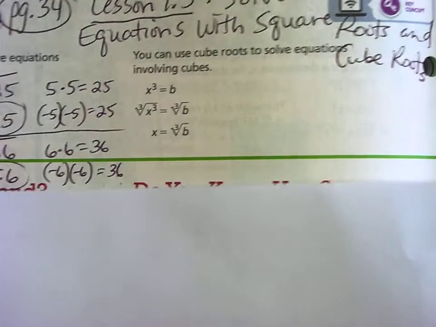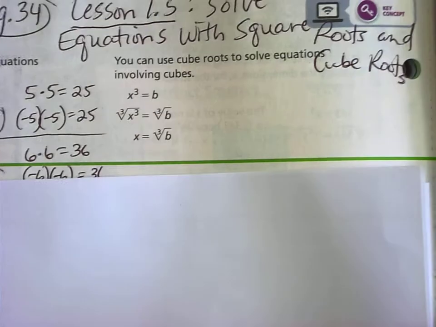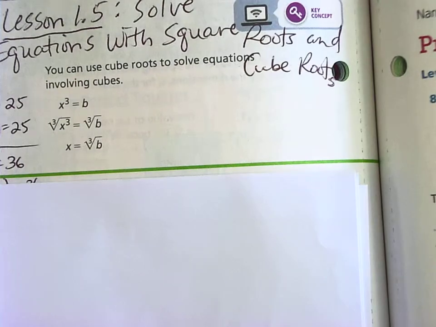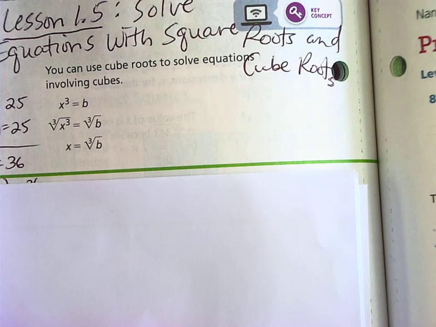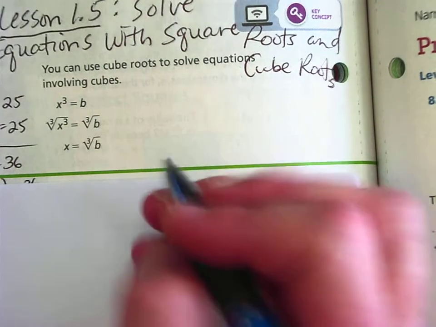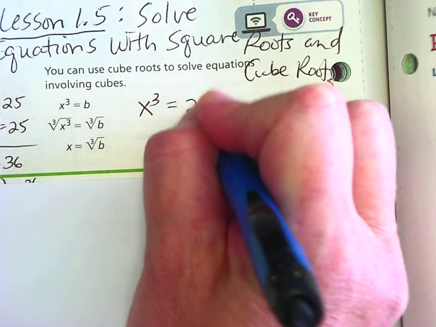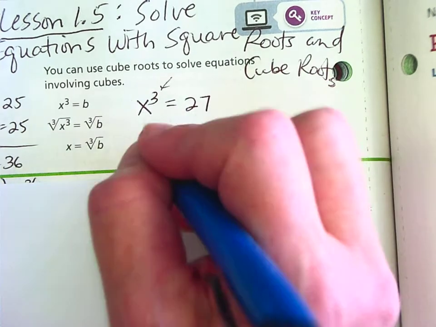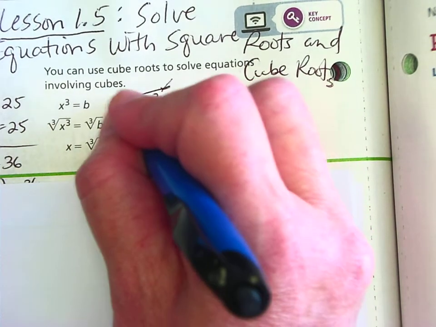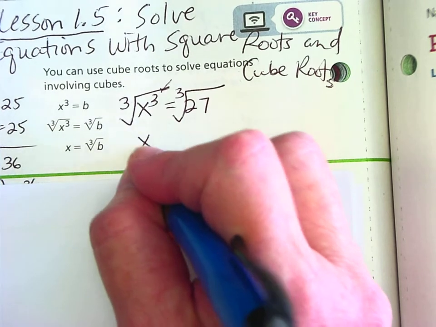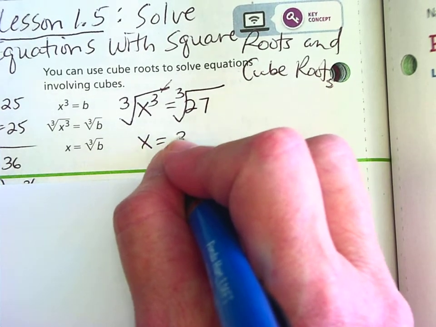Now with the cube root equation, that's not accurate. Cube roots means you're going to cube root the number. That means you're thinking what times what times what is that number. So for example, if you had x cubed equals 27, the 3 means you're going to cube root both sides. And remember, this is how your cube root sign looks. So the cube root of x cubed is x, and the cube root of 27 is 3.